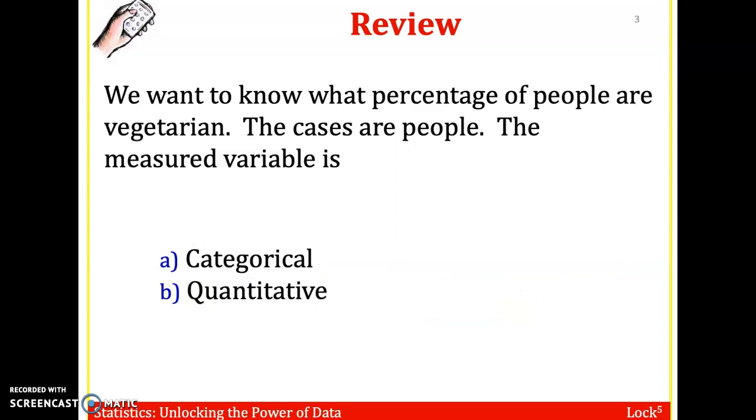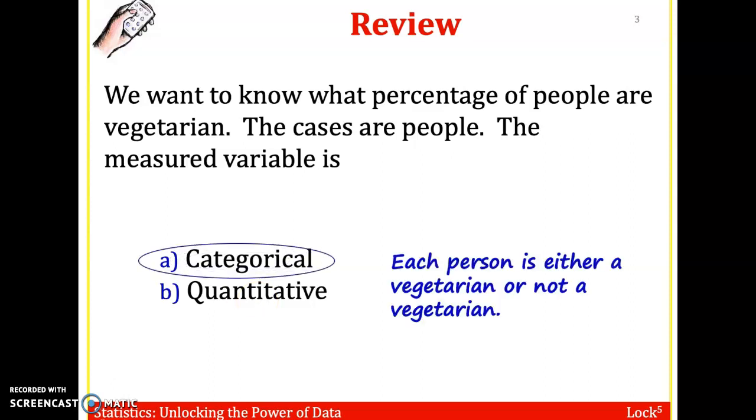Okay, as a review, say I want to know what percentage of people are vegetarian. The cases are people. The measured variable is what? Categorical or quantitative? Now, I go over this question because, in my experience, some students might think it's quantitative because you're trying to figure out a percentage, and a percentage is a number. But what are you asking the people, the cases? You're asking them, are you a vegetarian or not? And that question is categorical. It is a categorical variable.